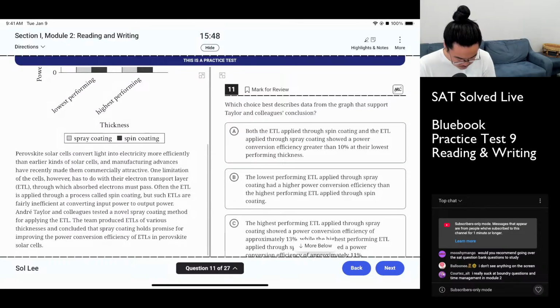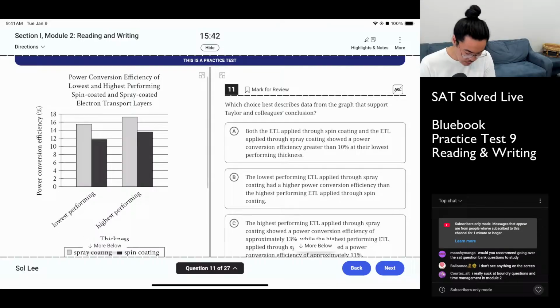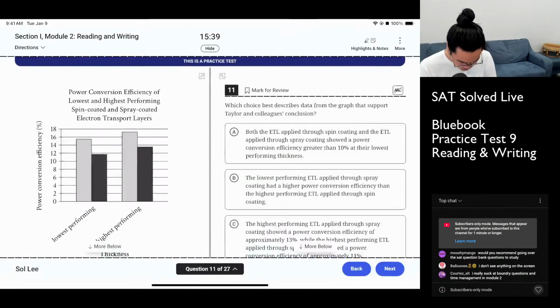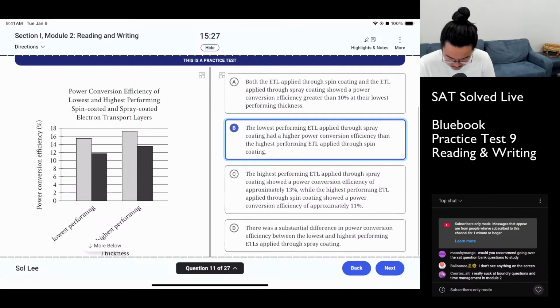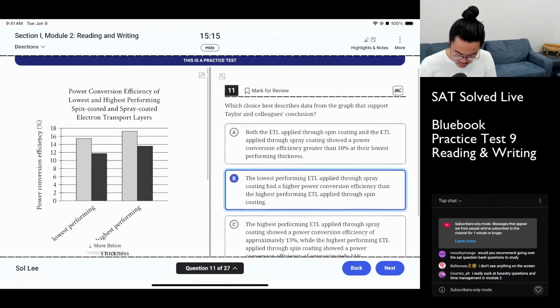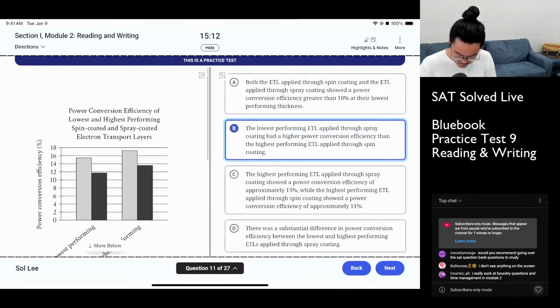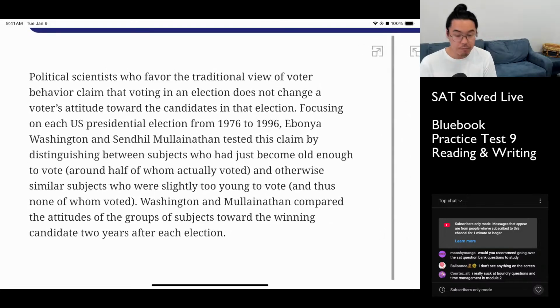And they concluded that the spray is promising for efficiency because even the worst spray is more than 15%, whereas the best spin is less than 14%. So even the worst, so basically spray wins, right? Nope. The worst spray had a higher conversion efficiency than the best spin. Let me just double check spray. Yeah, spray and spin. So that is B, and that is my prediction. So I don't really need to check C or D because you can't be more correct than that one. Okay, so here we go.